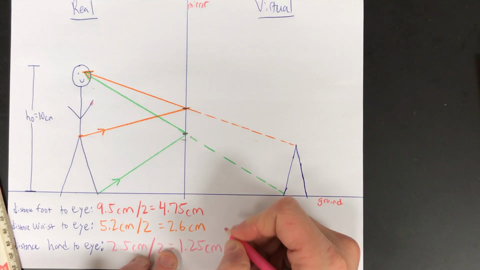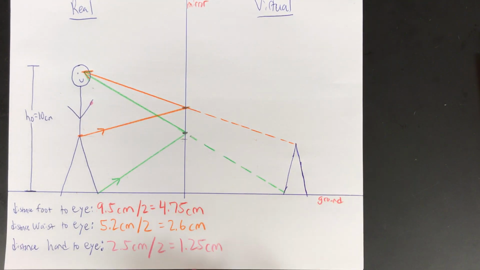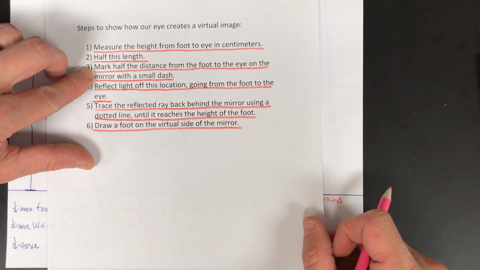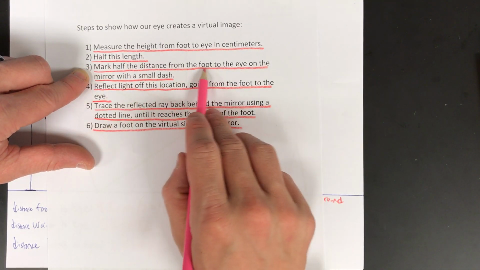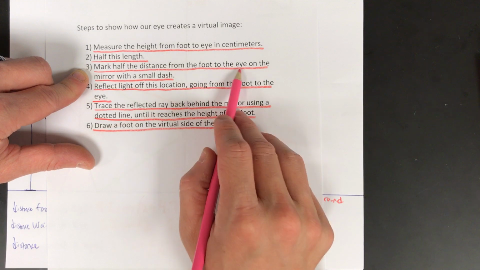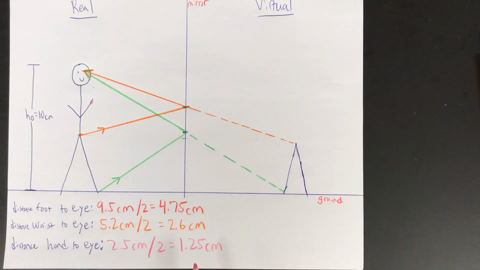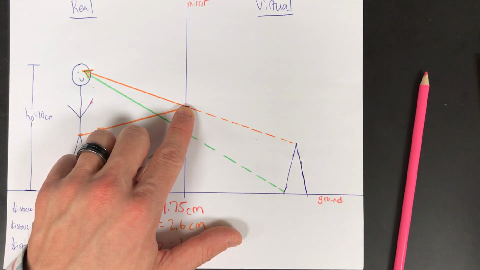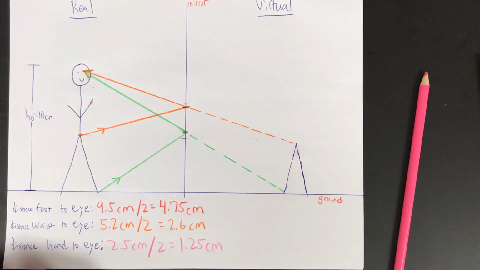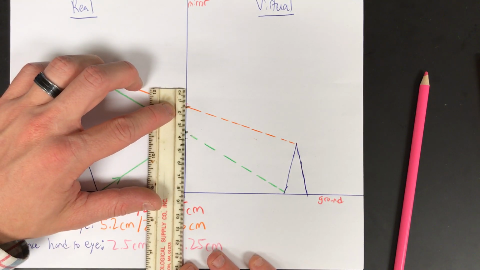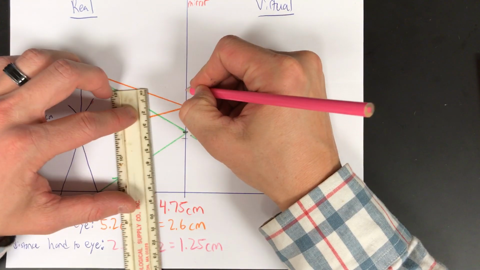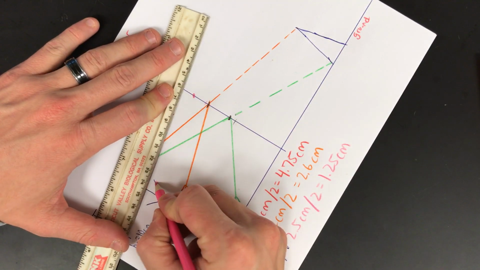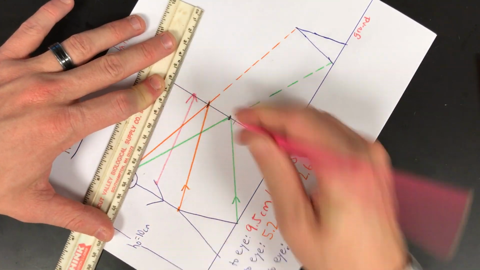Step 2, we're gonna half that distance. Okay, and when I half 2.5, I get 1.25. That's step 2, half that length. Number 3, mark half the distance from the, this time not the foot to the eye, from the hand to the eye on the mirror with a small dash. So we'll go 1.25 up from the hand. Okay, there's the hand right there, that's the height of the hand. And we'll go up 1.25 from that. Right there. And that's where the light is going to reflect off of the mirror coming from the hand to the eye. Boom, right there.